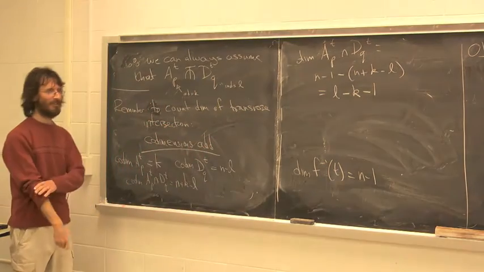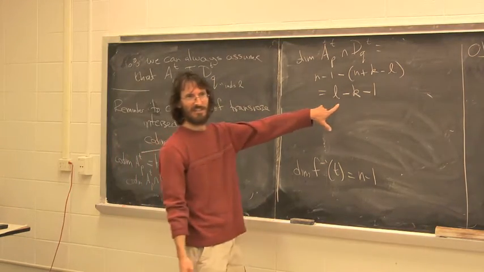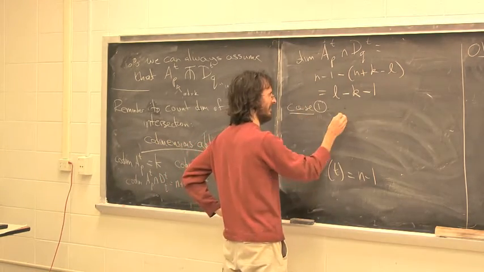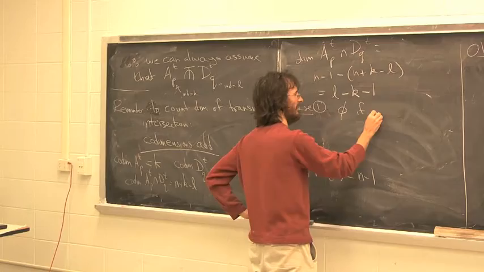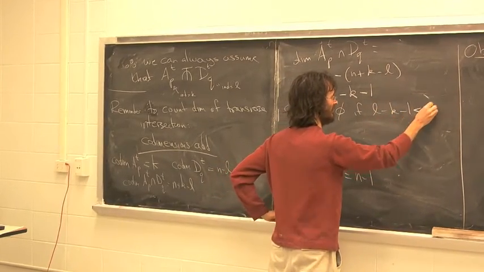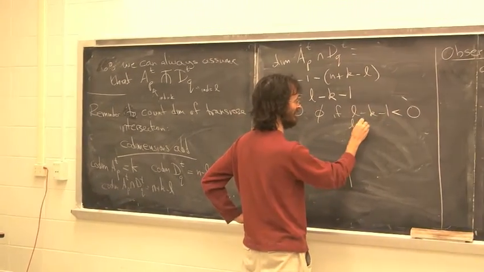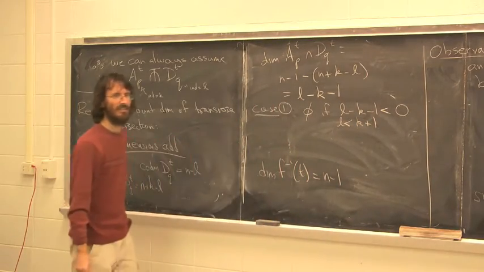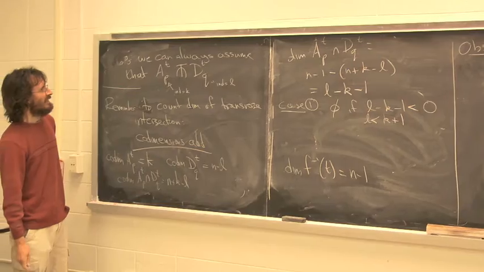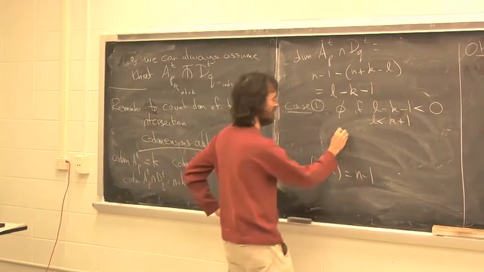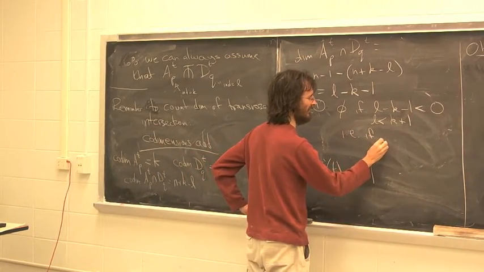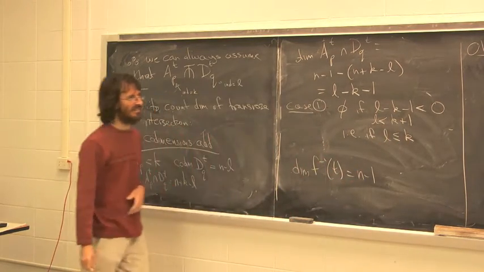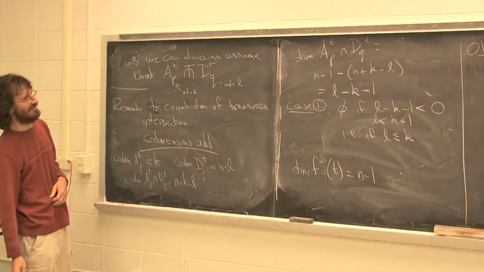Okay, so now what does that mean? First of all, if this is negative, they should not intersect. So case 1: the intersection equals the empty set if L minus K minus 1 is less than 0, which means that L is less than K plus 1, i.e., if L is less than or equal to K. Right? See that, right?